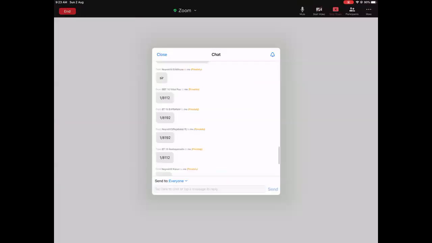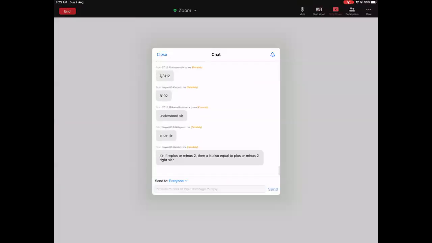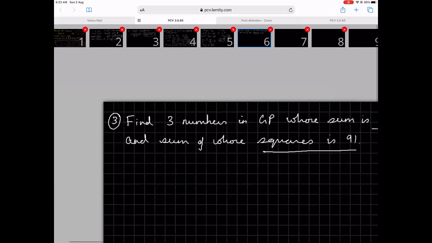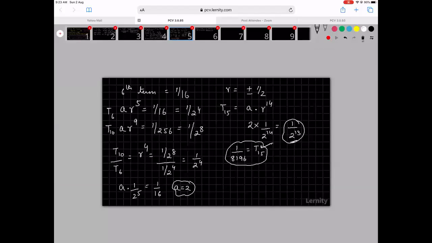Sir, if R is plus or minus 2, then A is also equal to... no, because it's all given even powers only. Okay, okay, yeah. If R is plus or minus 2, A will change. Okay, fine, agree. If R is minus 2, then A will become minus 2. Yes. Agree. So we will get two answers.